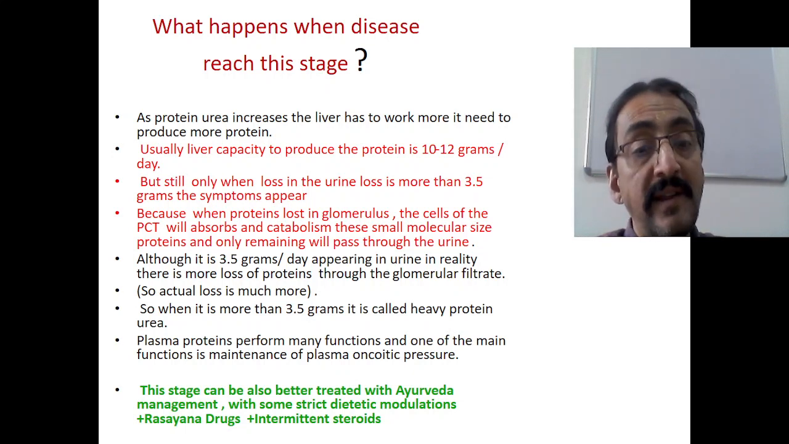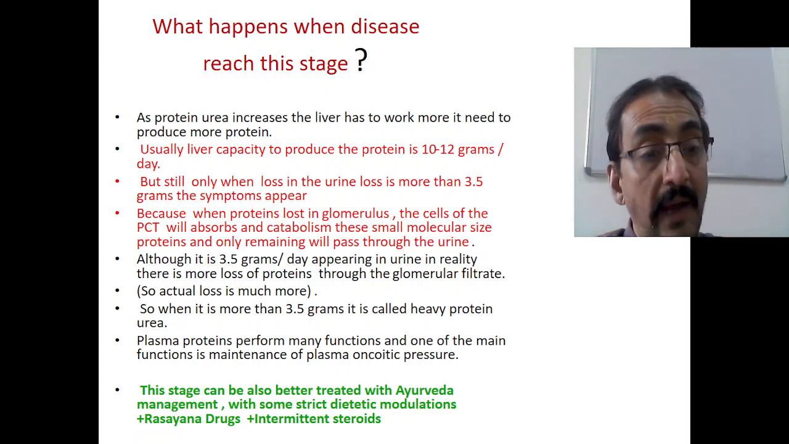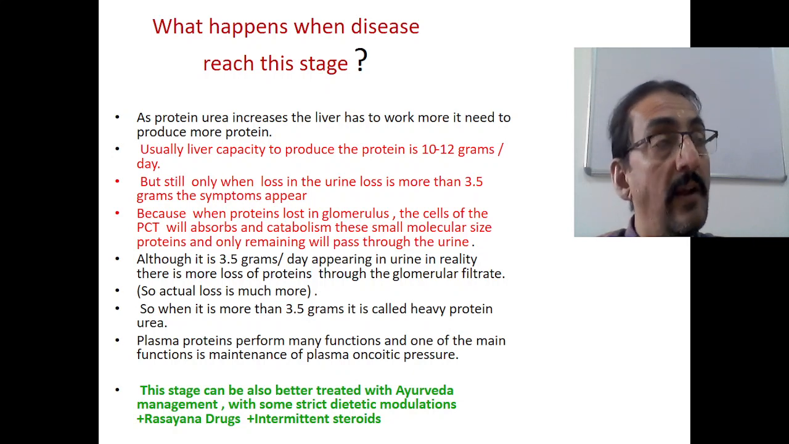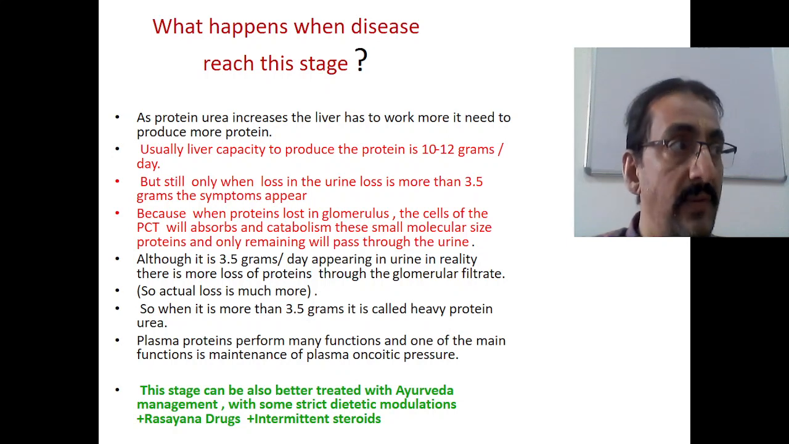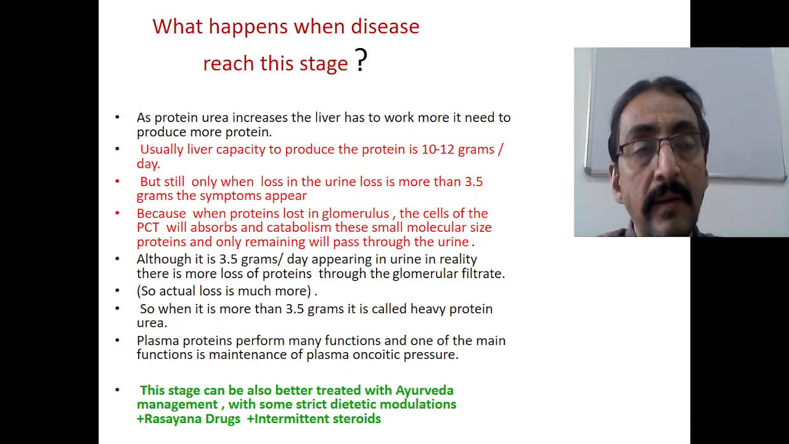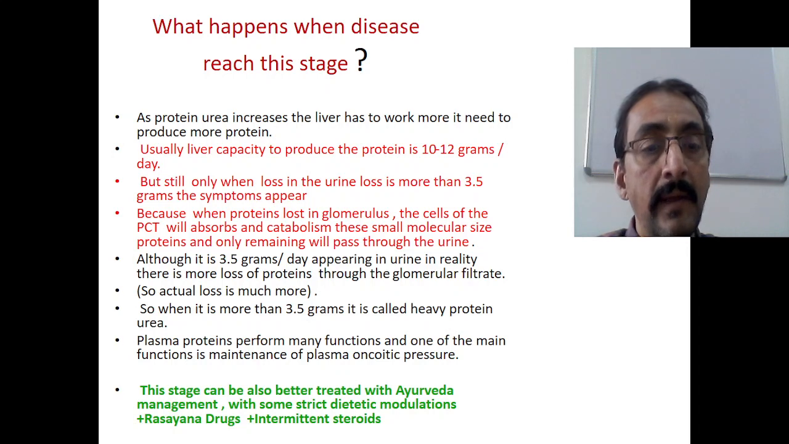Okay, in this stage also it can be better treated by Ayurveda management, and we have to go for some strict dietetic modifications along with the rasayana drugs, and some intermittent steroids may be required at times. To be frank, at times we may have to go for some intermittent steroids in a low dose. With a low dose it is manageable if you are going along with the Ayurvedic drugs.